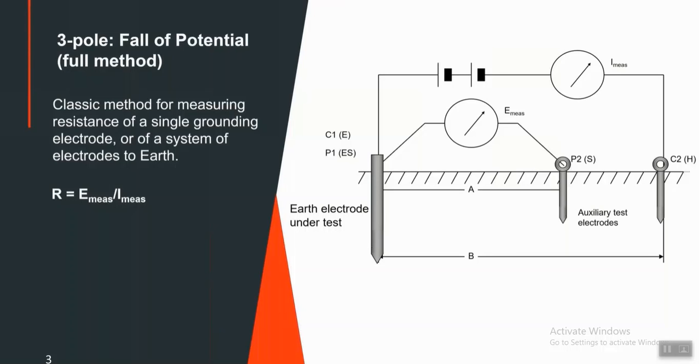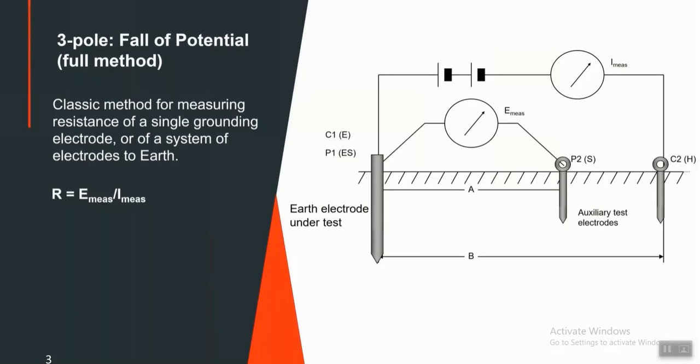The three-pole or fall of potential method is part of the basic methods. Actually, there are three basic methods. One is the fall of potential or three-pole method, the other is the dead earth method, the two-point method, which I will also explain, and the last is the clamp-on method. These three are the basic methods to measure grounding resistance.